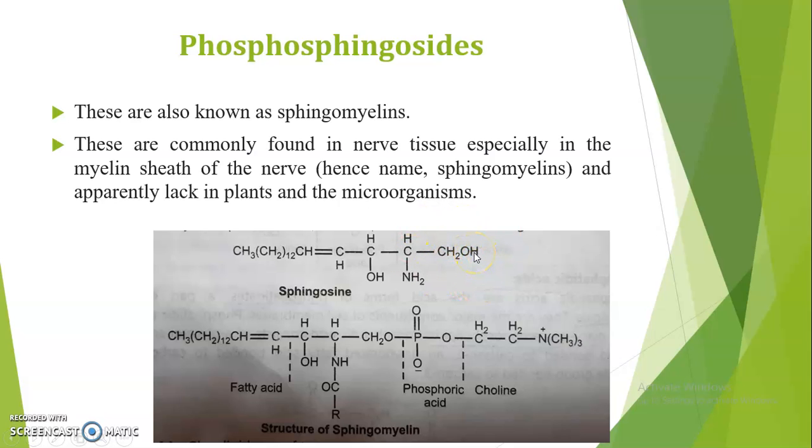Now when we carry out the hydrolysis of these sphingomyelins, they will be converted into choline, a phosphoric acid molecule and a sphingosine molecule. Now this sphingosine molecule consists of long chain fatty acids, comprising the structure of sphingosine.